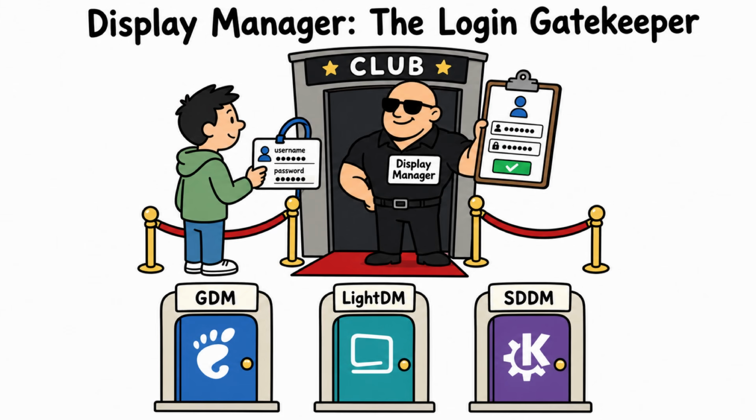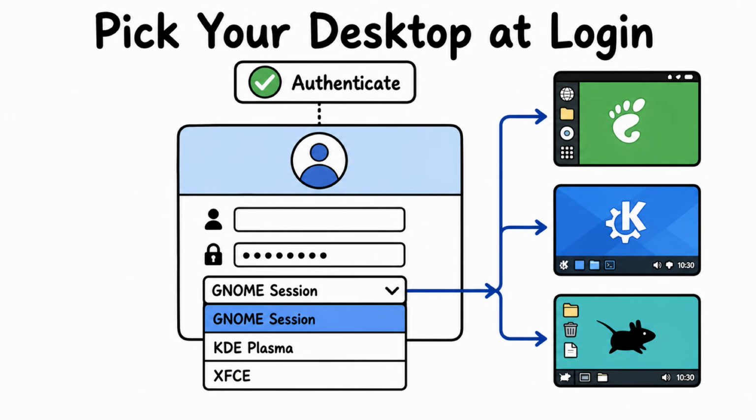Let's start right at the beginning. The very first thing you see when Linux boots up, that's the display manager. Think of it as the bouncer at the entrance of a club. It shows you a login screen, asks for your username and password, and once you're verified, it opens the door and lets you into your desktop session. Popular display managers include GDM, which comes with GNOME, LightDM, which is super lightweight and fast, and SDDM, which is used by KDE Plasma.